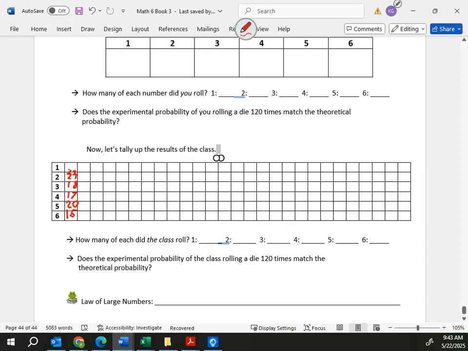Your first number was 23, yeah, and then 21. Yeah. Why do I have 81? Use your calculator real quick. Then you rolled too many times. If you roll too many times, just take away from numbers until you get to 120.